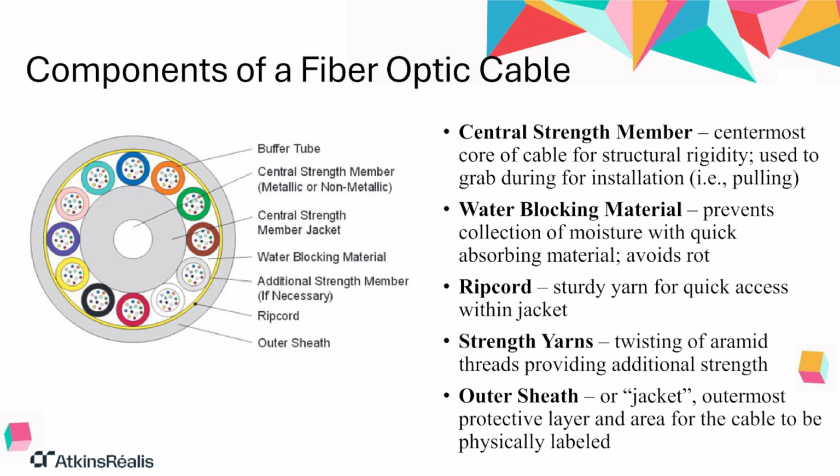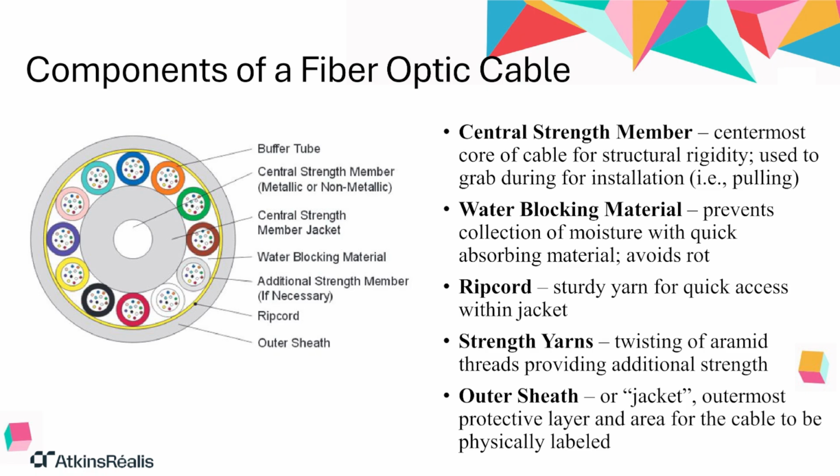And then finally, encasing everything is the outer sheath or jacket. This is the tough outer skin, usually made of polyethylene, providing overall protection from the environment, abrasion, UV light, etc. It's also where important information is printed, like the manufacturer, fiber type and count, date, and footage markers.